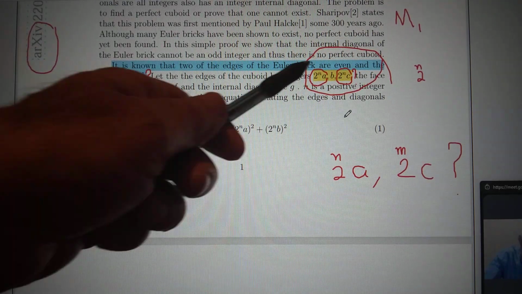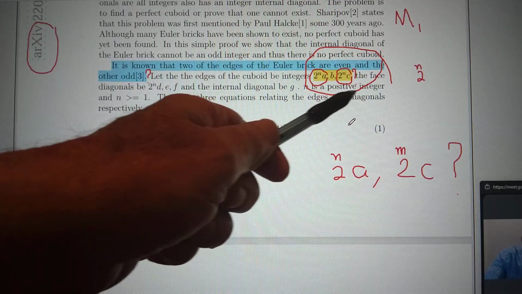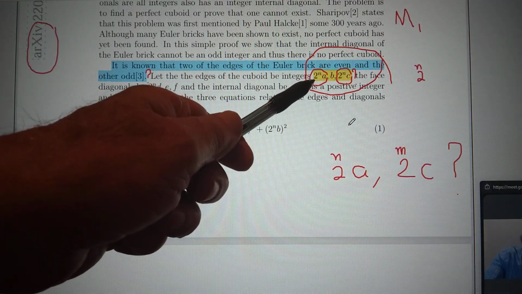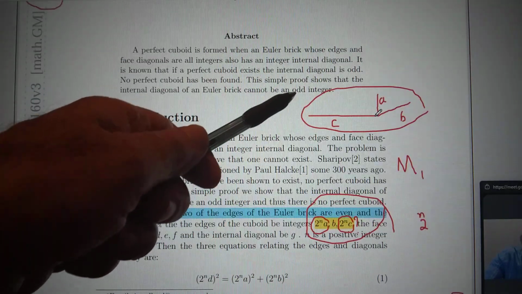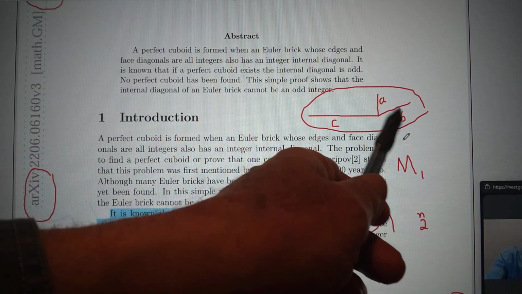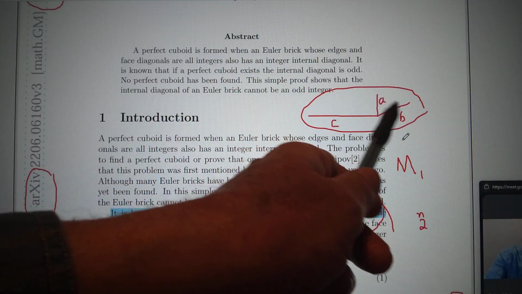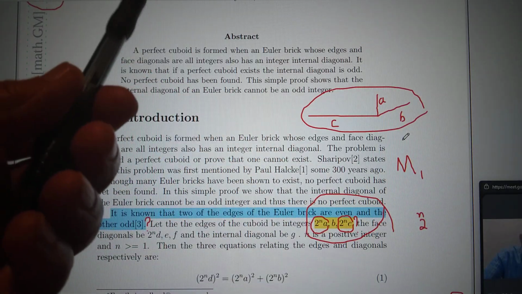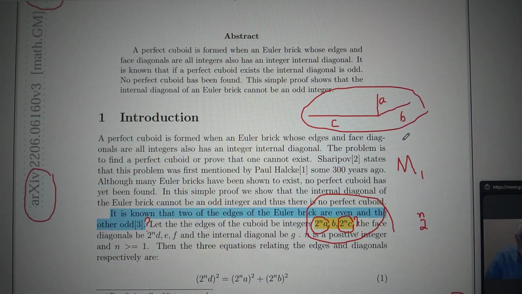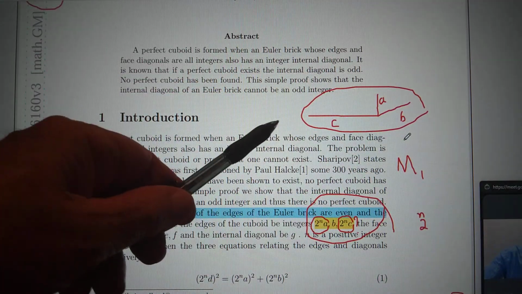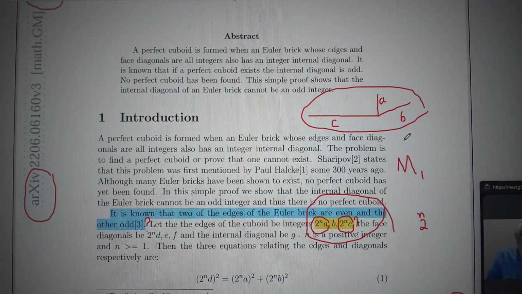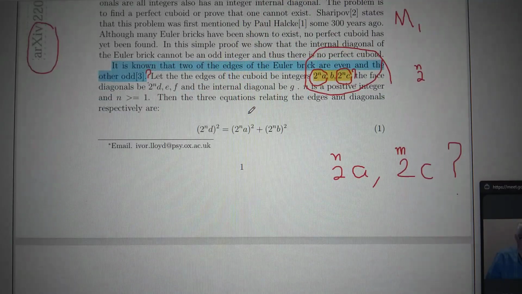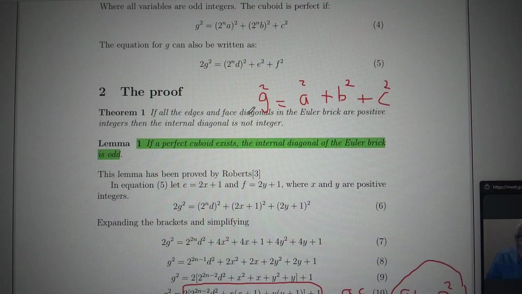Why are you taking 2 to the n for those two numbers, like common to the n? Who told you there is a common factor between a and b? To the n. No, you don't know that. They are just integers. Common or not common, I have no idea. Then, sorry, your solution is wrong.